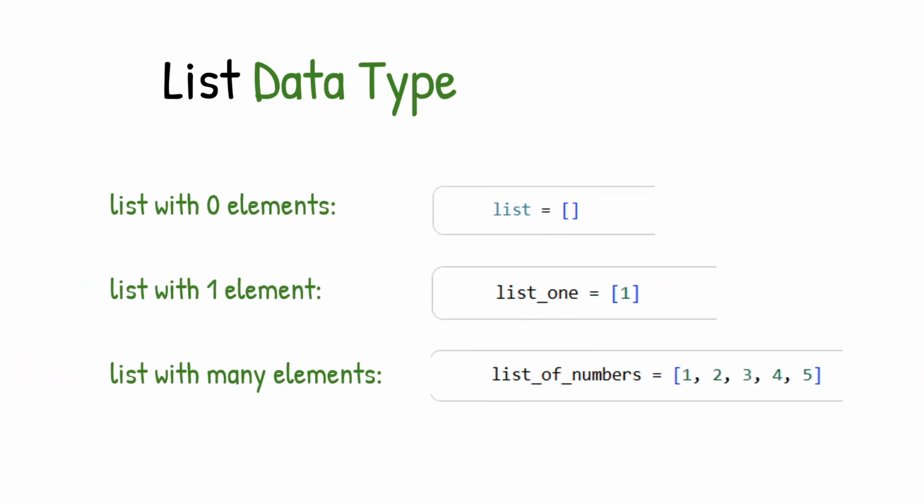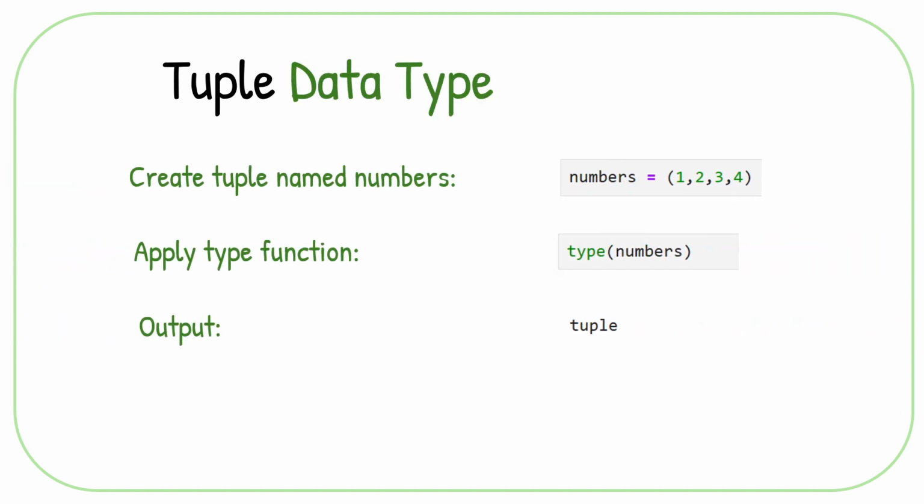We can make a list with 0 elements, with 1 element, and with many elements. There is so much to learn about the operations and functions which are used in lists, which we will be covering in a separate video. Now what is a tuple? A tuple is very much similar to a list. A tuple is represented by parentheses. A tuple contains a group of elements which can be of different data types, just like a list. In a tuple, the elements are separated by commas, just like a list.